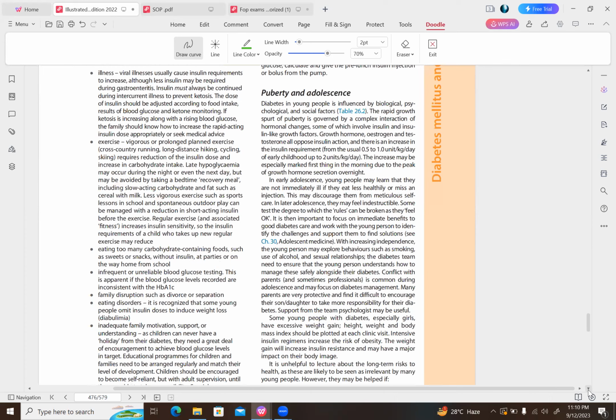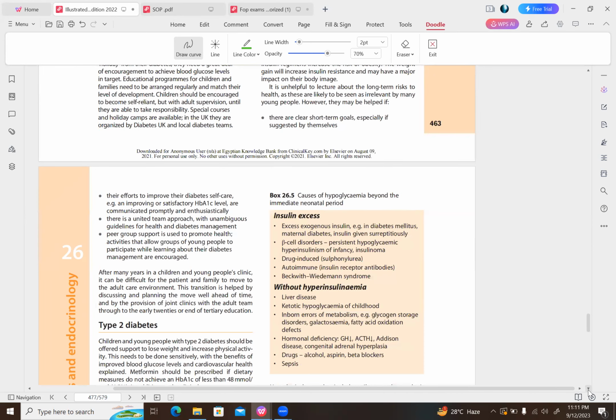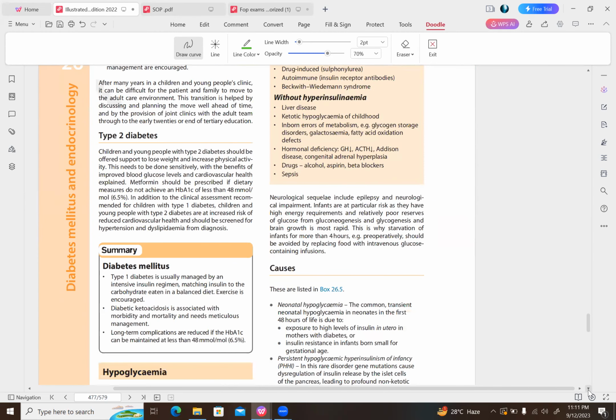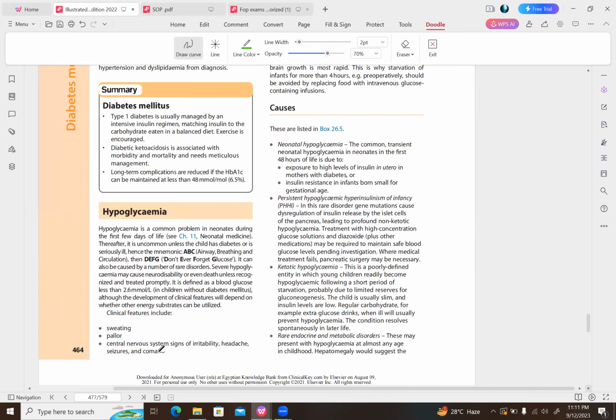Okay, let's go back to the points. Let me see if there is anything else we can discuss here, so we don't have to open the book again. Hypoglycemia symptoms: sweating, pallor, irritability, headache, seizure, cough.